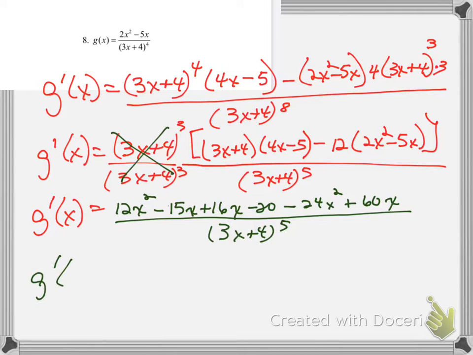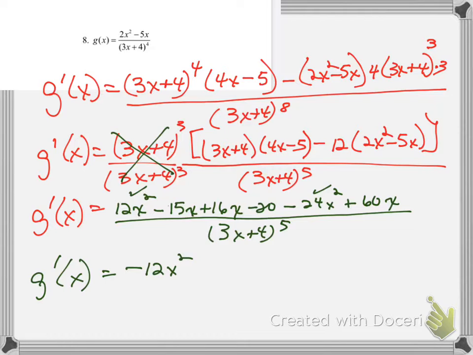Okay, this last step, we're going to combine like terms in the numerator. So let's do the x squares first. So a positive 12x squared and a negative 24x squared gives me a negative 12x squared. Let's do the x's next. Okay, so I have a positive 16 and a negative 15. That gives me a 1. And then I have another positive 24 there. So let me see here.